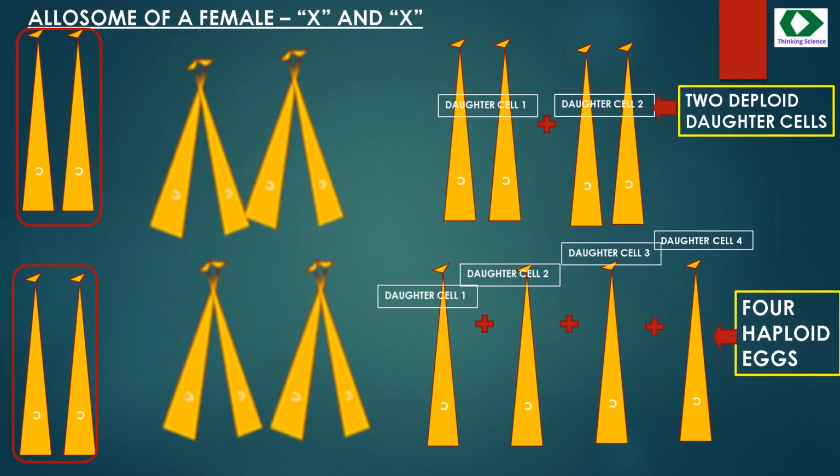Just like in the previous case, here we are going to discuss the allosome of a female who is having a double X chromosome. So this double X chromosome will replicate into 4 X chromosomes. During growth of the ovary, mitosis takes place. So of the 4 X chromosomes formed, 2 will go to one daughter cell and 2 will go to the other daughter cell. So 2 diploid daughter cells are formed during growth in the ovary by the process of mitosis.